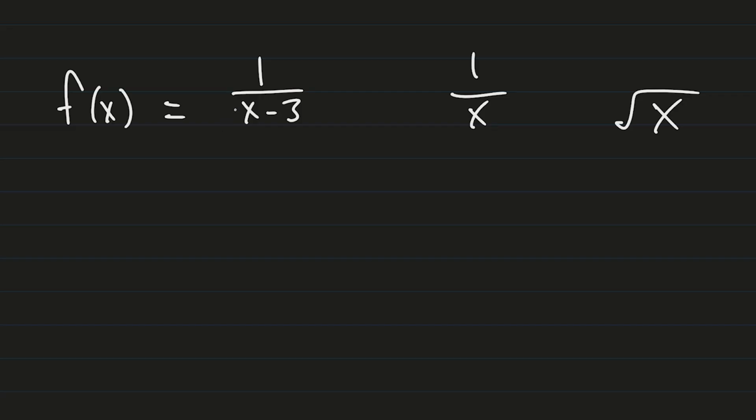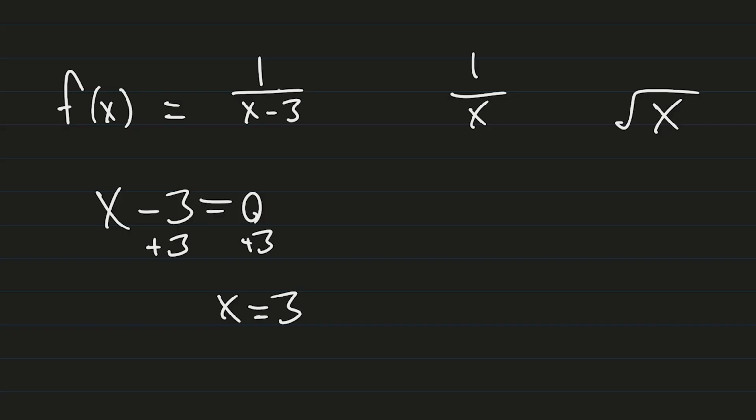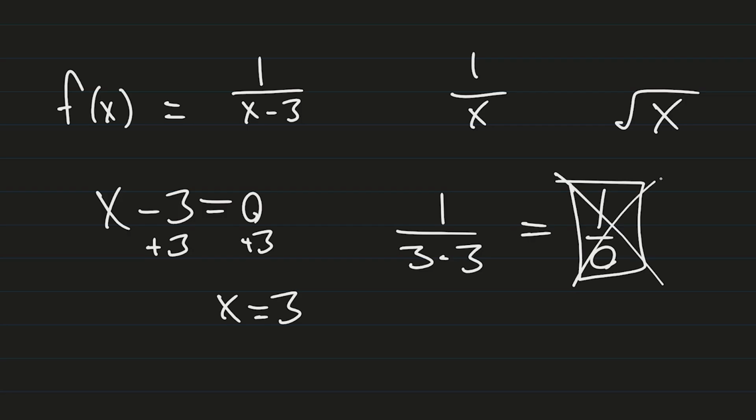Let's try to find what x value would make this denominator 0. If we set this equal to 0 and add 3 to both sides, x would equal 3. So you know that you cannot plug 3 into this. Let's see what happens if you try. You would have 1 over 3 minus 3, which is 1 over 0. And this is undefined. You cannot have that. Therefore, your domain would be all x values such that x does not equal 3.